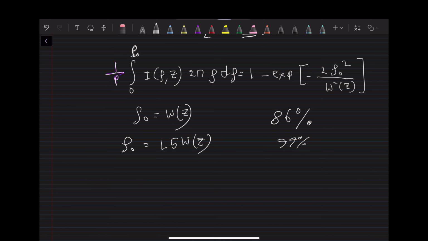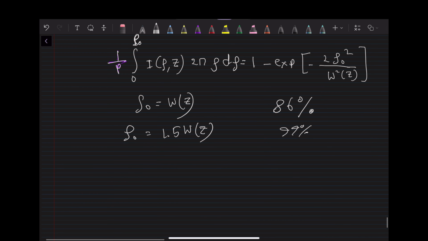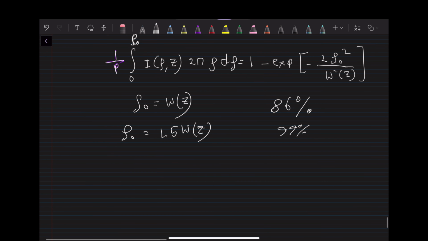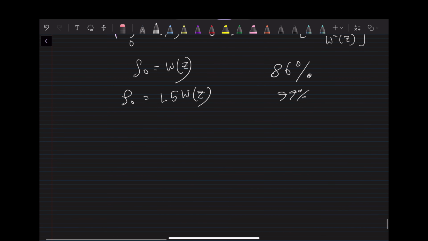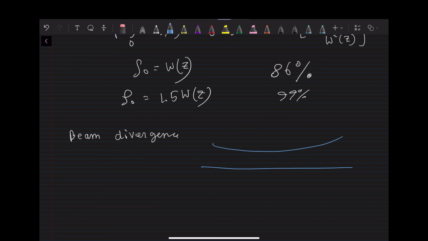Then I already talked about beam waist and all, and how it changes and what is the significance of Rayleigh range and all. But one more thing we need to talk about is beam divergence. Let's go back to this picture. So it goes something like this, right? Here we have rho naught, but after rho naught it just diverges.